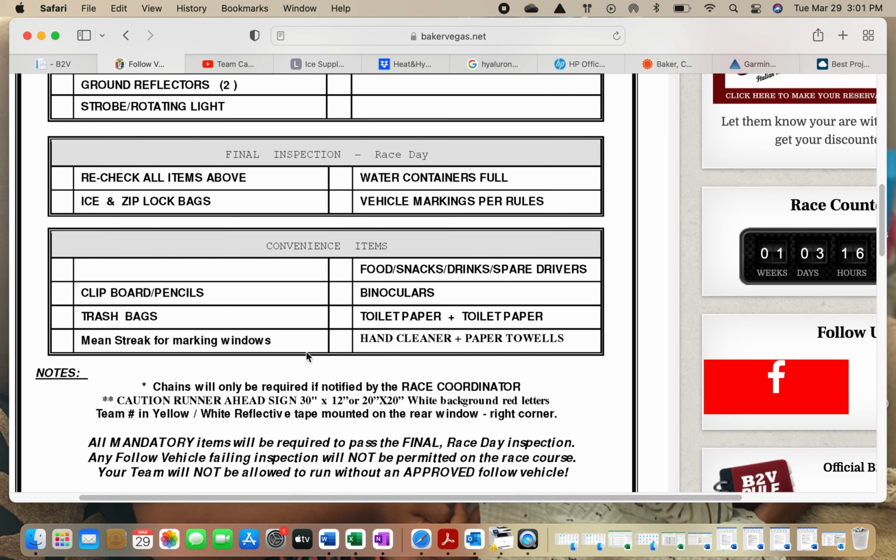And clipboards, pencils, trash bags, all that good stuff. Binoculars. One thing that gets overlooked, but is a good idea to have, is toilet paper. Make sure you have some toilet paper. The later that it gets, the less toilet paper there is in those porta potties. So it's nice when you have your own, just in case.